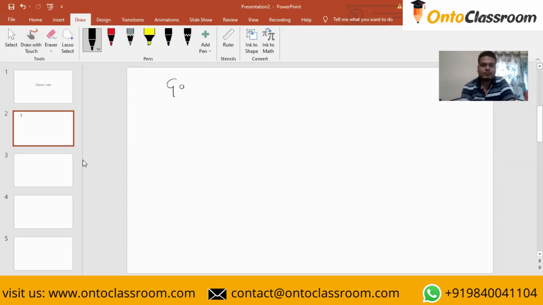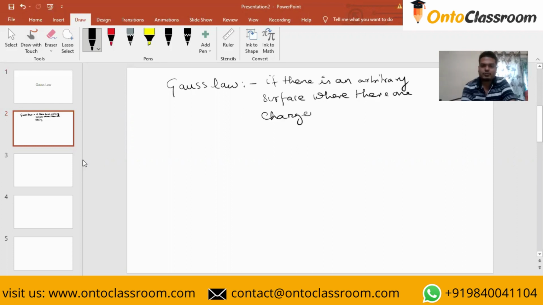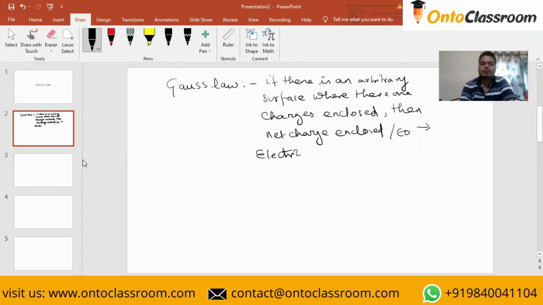So, Gauss law was given by Gauss himself, stating that if there is an arbitrary surface where there are charges enclosed, it has to be enclosed, then the net charge enclosed divided by epsilon naught will give us the electric flux linked to the surface.